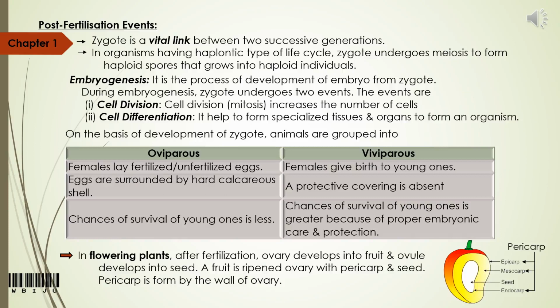And in some lower organisms like fungi and algae, what happens? This zygote can develop a thick wall to protect the zygote from unfavorable conditions. In most organisms, we know that the zygote will divide by mitosis to form a new individual. But in those organisms which have a haplontic life cycle, that means the organism having a haploid number of chromosomes in its body, the zygote will undergo meiosis, that is reduction division, to produce a haploid individual.